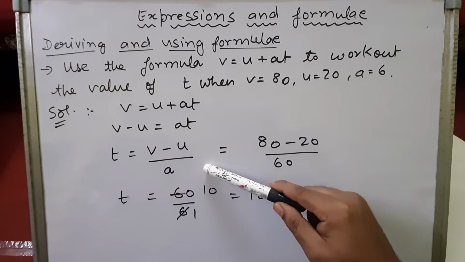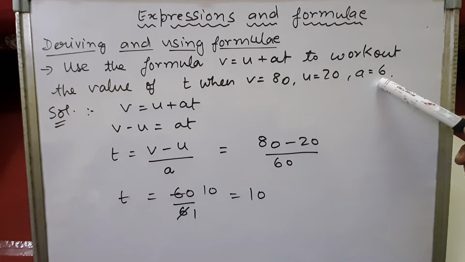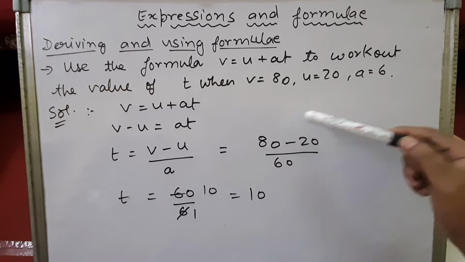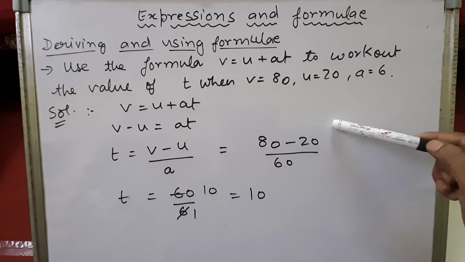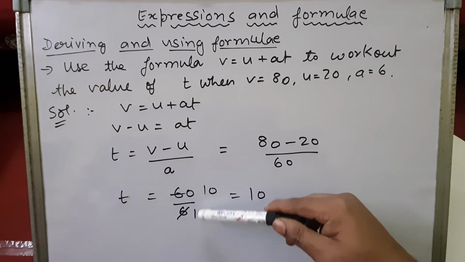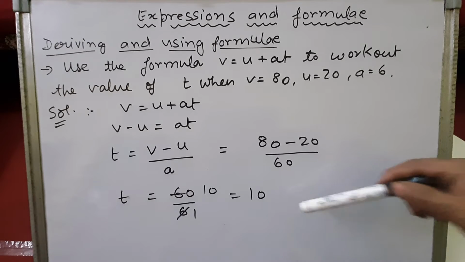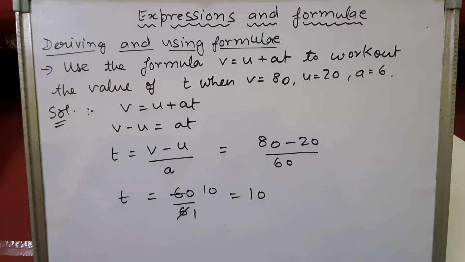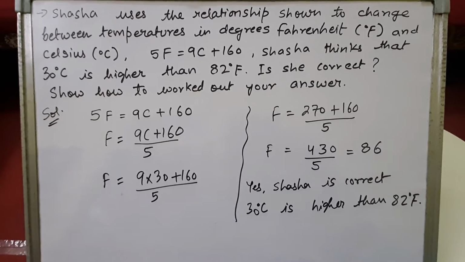When we substitute the values of V, U and A, which are given in the question as 80, 20 and 6, we get 80 minus 20 upon 6. 80 minus 20 is 60. 60 upon 6, now we can cancel these two values. 6 tens are 60, so the value of T will be 10. Alright, note down please. Let's see another sum, children.